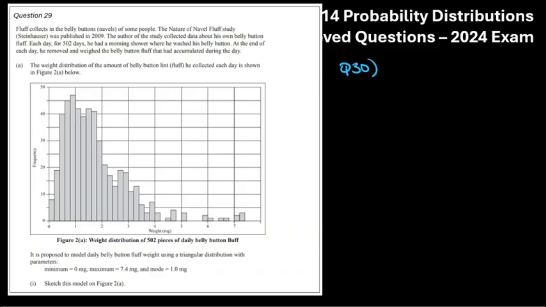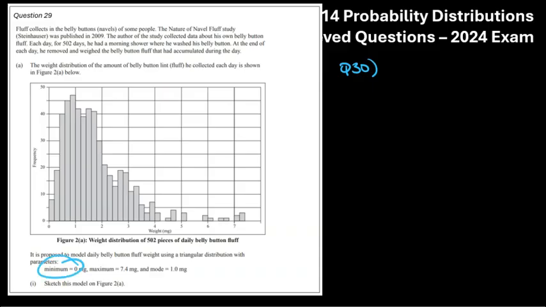It is proposed that this can be modeled by a triangular distribution, and yeah, that claim makes a bit of sense. That looks like a bit of a triangle there. Maybe this curve bit here is a bit weird. And we've got the parameters maximum, minimum, mode, and our job is on the diagram above just to sketch out what this triangular distribution would look like. So probably one of the easiest Achieved marks you'll get.